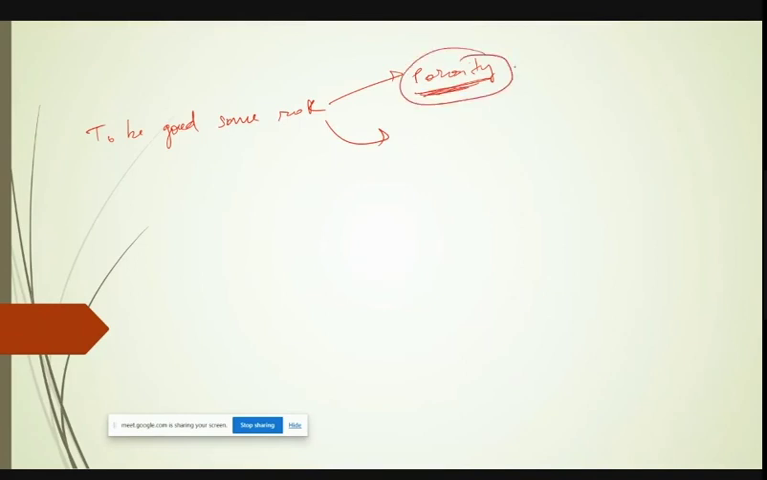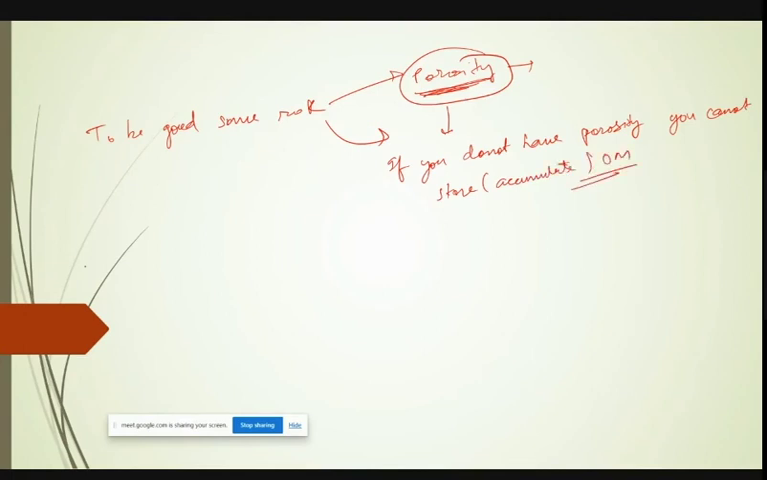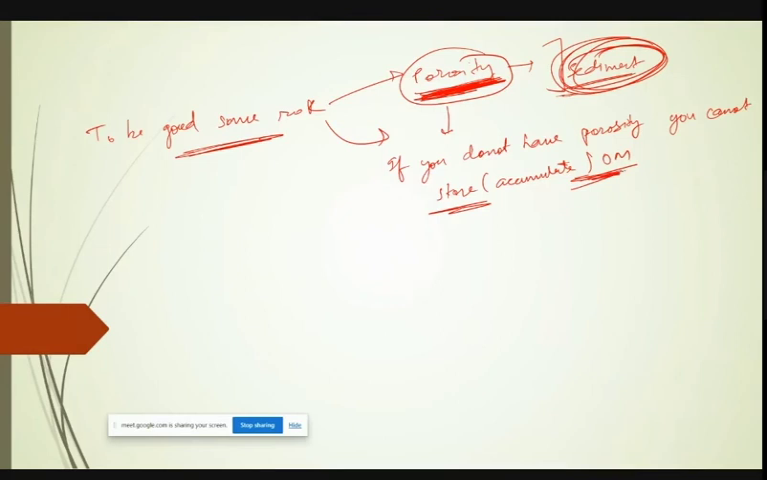So what I said is, to be a good source rock, you first need to have porosity, okay? If you do not have porosity, you cannot store or accumulate organic matter. So firstly, to be a good source rock, you need to have high porosity. I am talking about sediment, like before compaction and all. The sediment should have high porosity so that they can take organic matter into their pores.